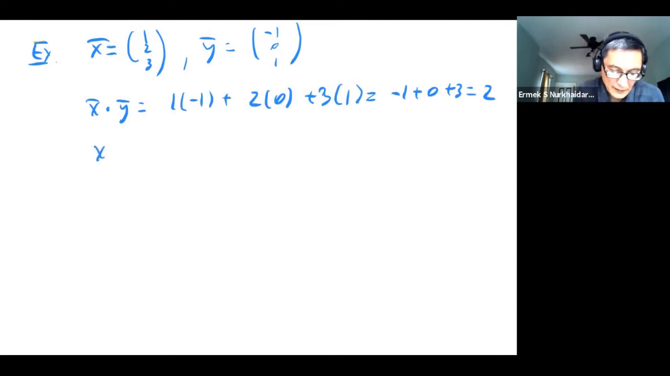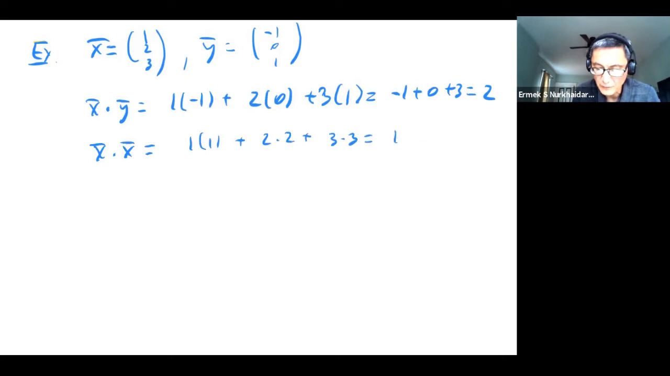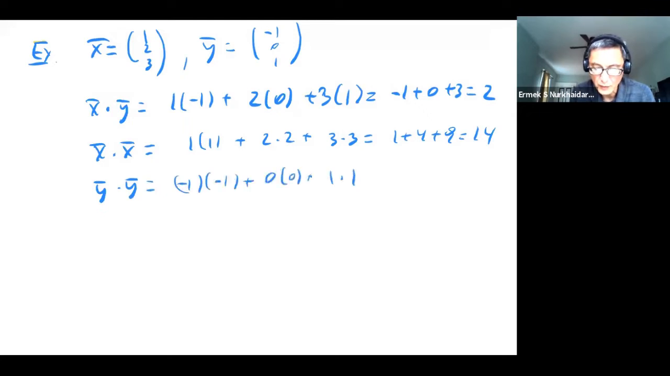For example, if I take x multiplied by x, I'm going to get 1 times 1 plus 2 times 2 plus 3 times 3. So I'm going to get 1 plus 4 plus 9, so it's 14. In the same way, if I take y times y, I'm going to get negative 1 times negative 1 plus 0 times 0 plus 1 times 1. So I'm going to get 2. So that is the dot product. You might have seen it quite a number of times.